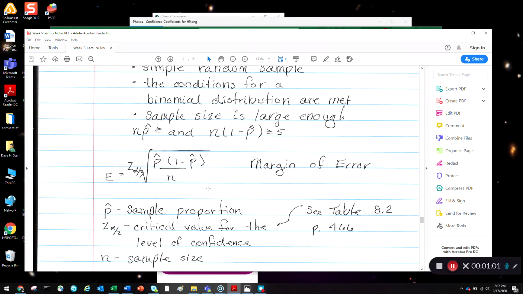So here, in order to do the long way, you have to use the equation where you find your error estimate: multiply the z-score by the square root of the sample proportion times 1 minus the sample proportion, over the number of samples.